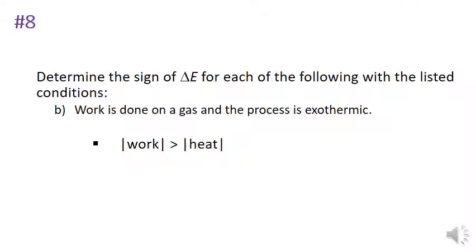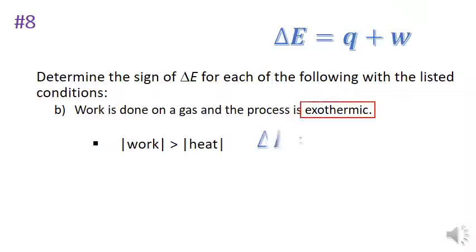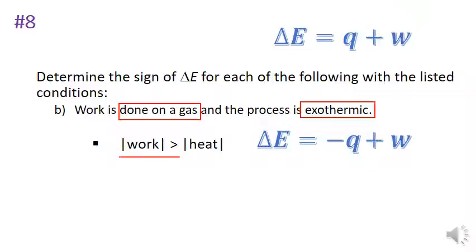Okay, work is being done on a gas. The process is exothermic. Well, in this case, exothermic, I know the value of Q now is going to be negative. Work is being done on our system. So if work is being done on the system, the internal energy of the system has to go up. So the sign of W is positive. We also know the magnitude of that number is greater than that of heat. So the work rules the sign of delta E, positive.